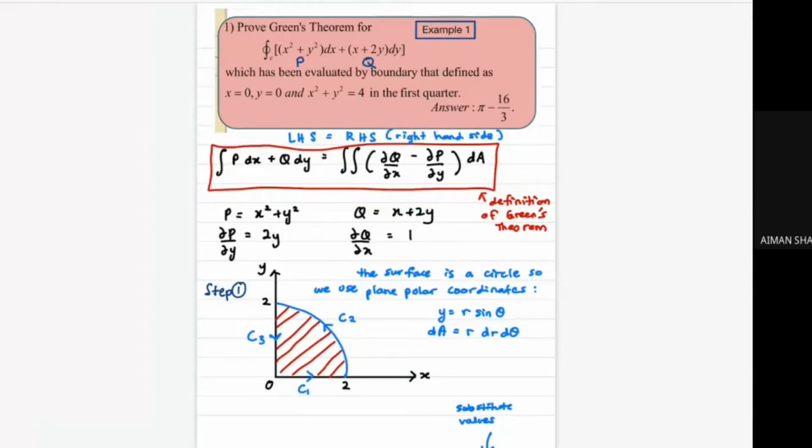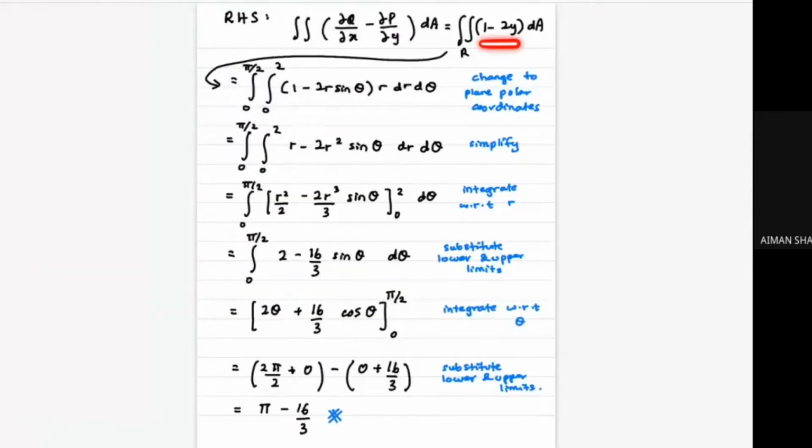Del Q del X minus del P del Y. This is del Q del X and this is your del P del Y. So 1 minus 2y. And your dA is equal to r dr d theta. Change to plane polar coordinates here. So your radius for the circle is from 0 to 2. So you get the limit for r is from 0 to 2. And the limit for theta is from 0 to pi over 2.